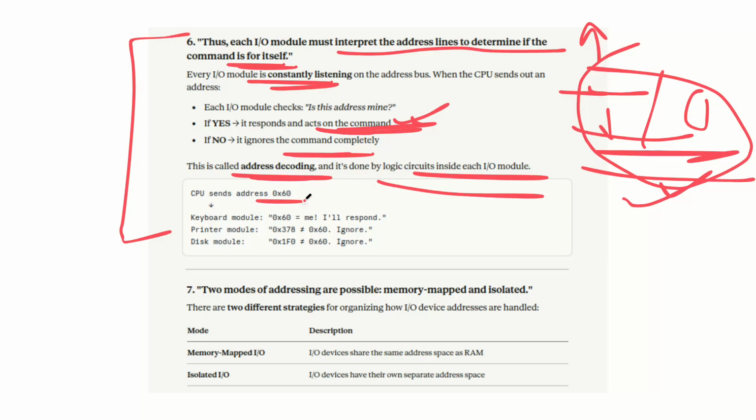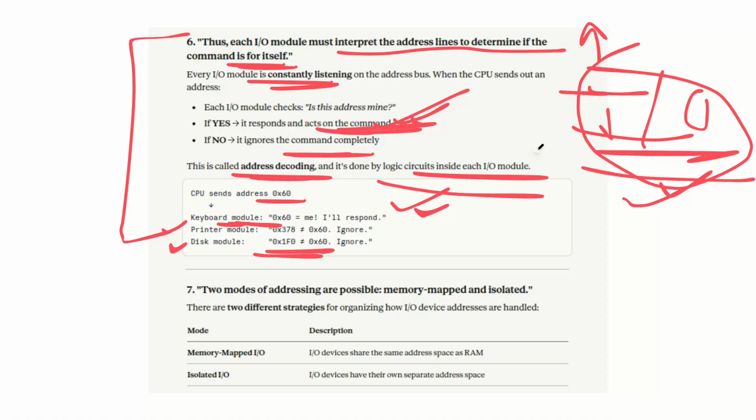So if the CPU sends 0x0, then the keyboard module would say, yeah, it belongs to me. But the printer module and disk module would say no, because it does not belong to their address. Because the printer module is 0x378, let's say, and the disk module is 0x1f0. So only the keyboard will respond. Only the keyboard module would actually act upon this command. Others would ignore that command.